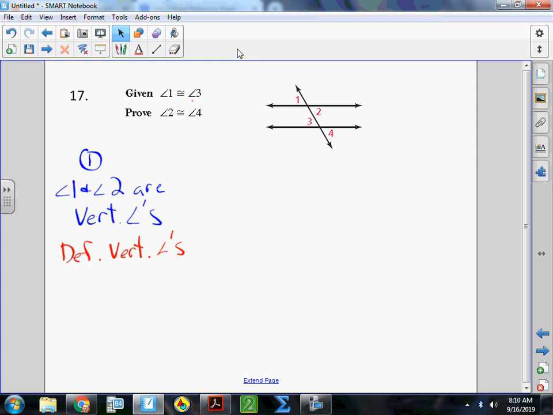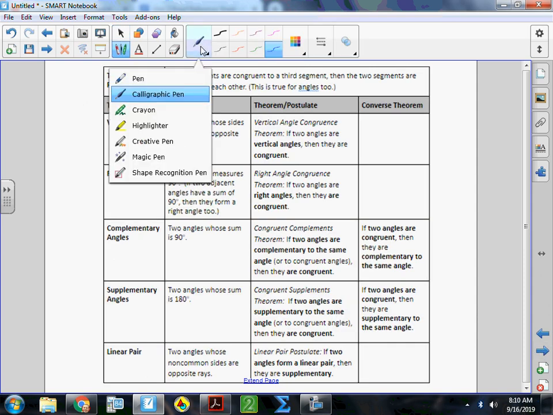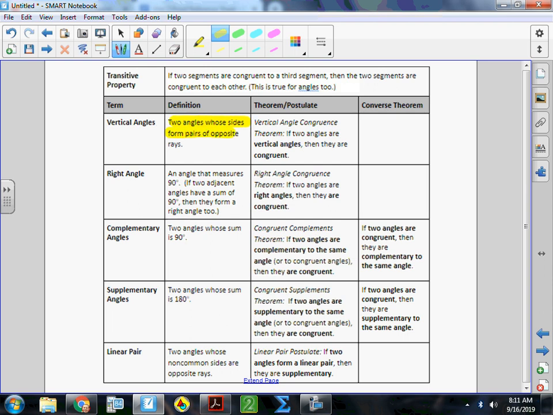How do I know that those two angles are vertical? My definition says two angles whose sides form opposite rays. In other words, the definition tells you what it looks like. It wasn't given to you in the given statement that they are vertical. You're using the definition to see it in the diagram.